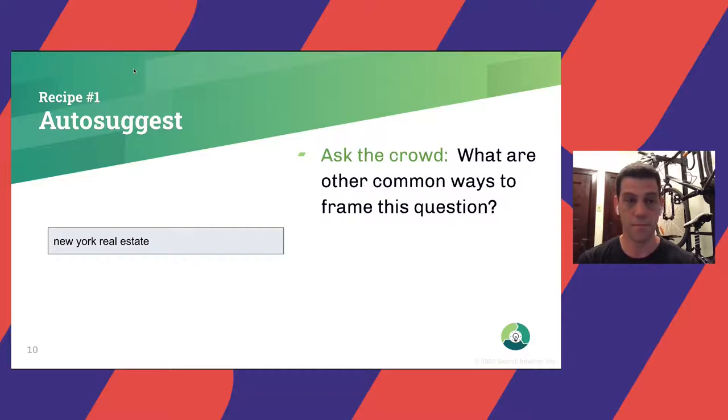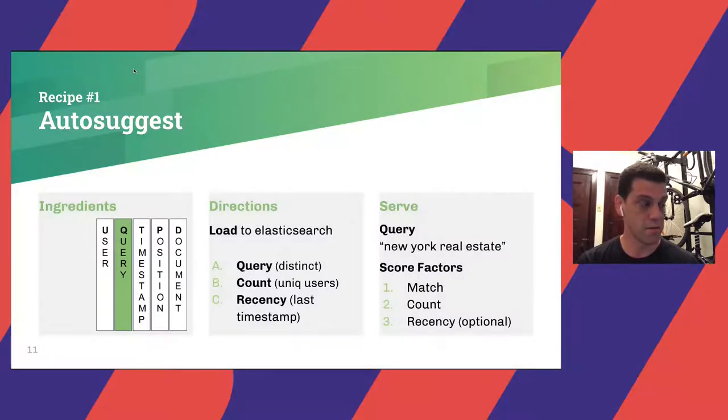So the way we're going to do that is we're going to take our log and we're going to extract the queries, right? We're just searching queries. That's what autosuggest is. We're going to reshape it down to, we're going to group it by distinct queries. We're going to count the number of unique users who executed that query and clicked on something. And sometimes it's useful to know how old a query is. When's the last time it was in circulation, right? So the last timestamp can be useful sometimes.